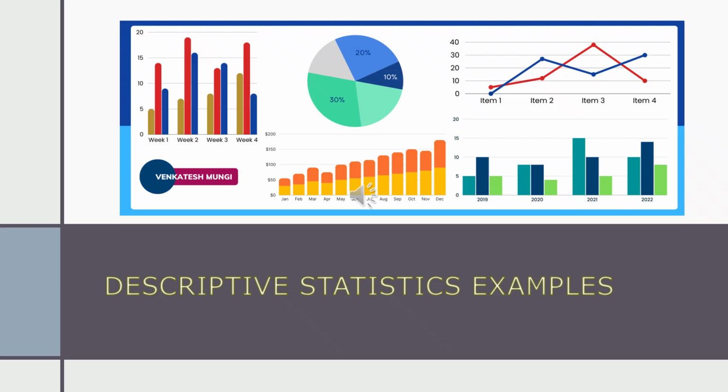In this slide, I've included some examples of descriptive statistics such as bar graphs, pie charts, scatter plots, and line graphs, which are a few of the ways we use descriptive statistics. Descriptive statistics should help us better understand and evaluate the data. Throughout history, descriptive statistics has been used.